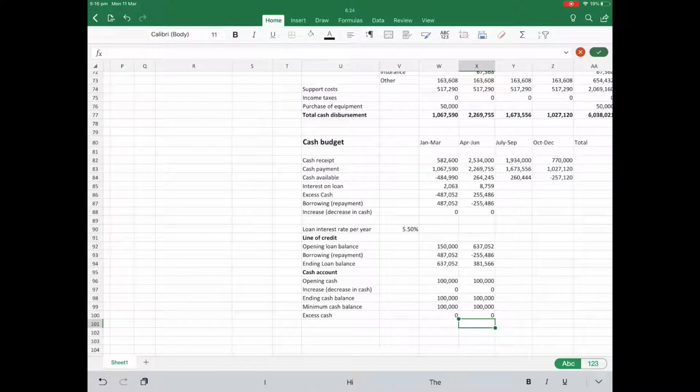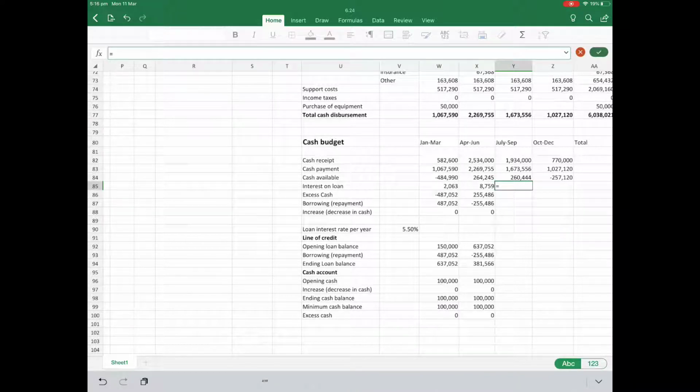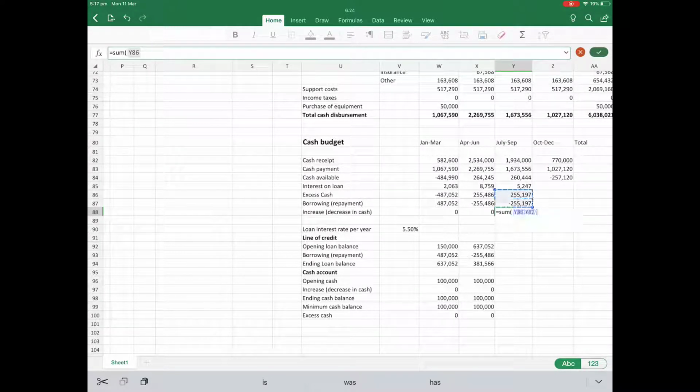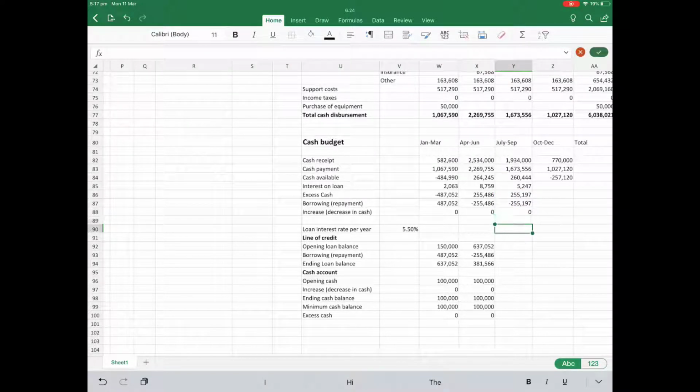Okay, it's pretty bad. Now again, to calculate the interest on loan for July to September, we base it on the amount of money that we owe the bank, and we know that that will be the ending loan balance for the last quarter, and we multiply by the interest rate per year divided by 4. Again, this period we make some profit, and then we have to repay the interest, and we have to repay the loan as well. We repay everything, and then again we have no increase in cash.